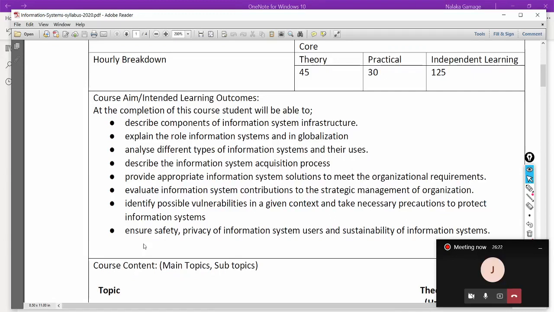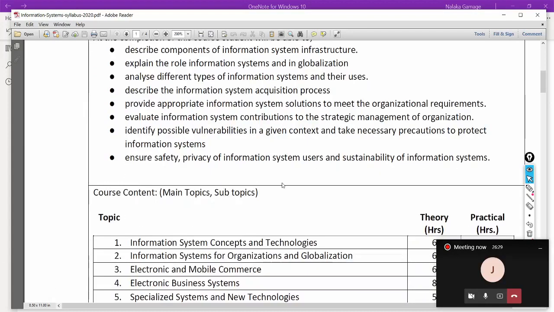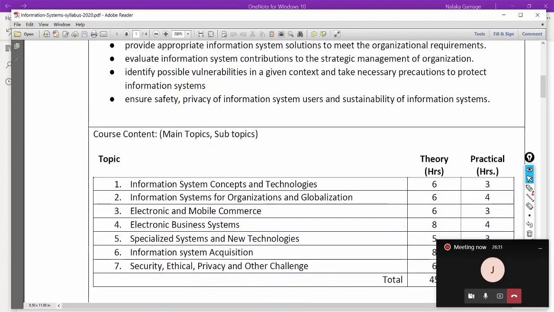So today we are going to again continue with information systems. So far we have done the first topic, that is introduction to information system concepts and technologies, and also we did some skill gap topics for those who have not done O level ICT, and also for those who have not done A level ICT. We did some skill gap topics last time. I think we did it for 2 weeks.